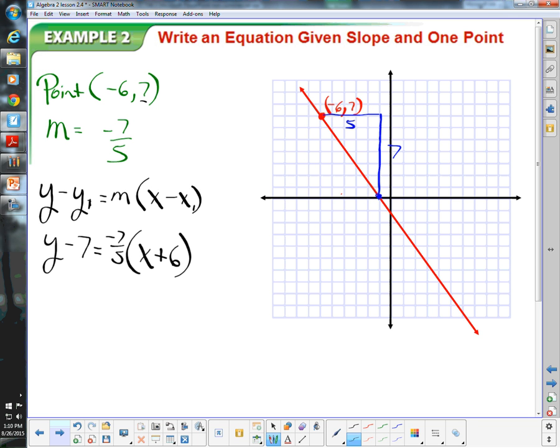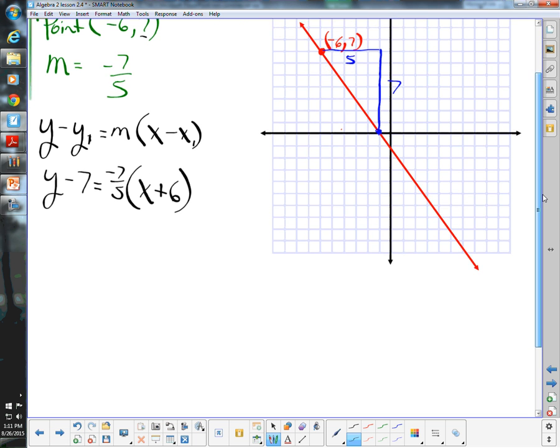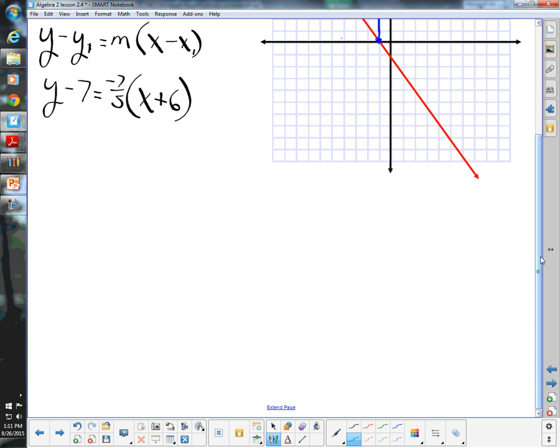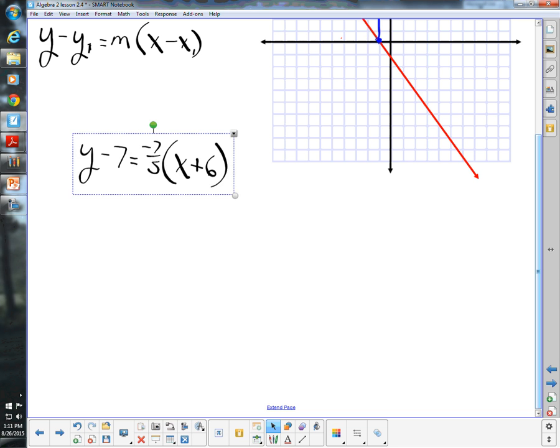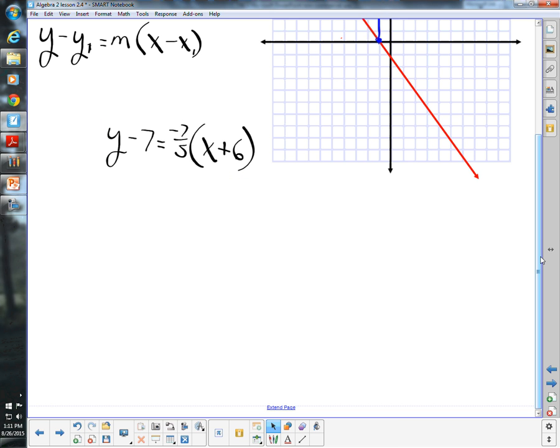Now we've got to work with it. This is where the work comes in. We're going to have to take this, and we're going to have to work with it until we've got it in slope-intercept form. So, do you want to work with fractions, or do you want to clear fractions away? Clear them. You want to clear them away. All right, not a problem. So what I'm going to do here is I'm going to multiply everything by 5 to get rid of that 5 in the denominator. All right?